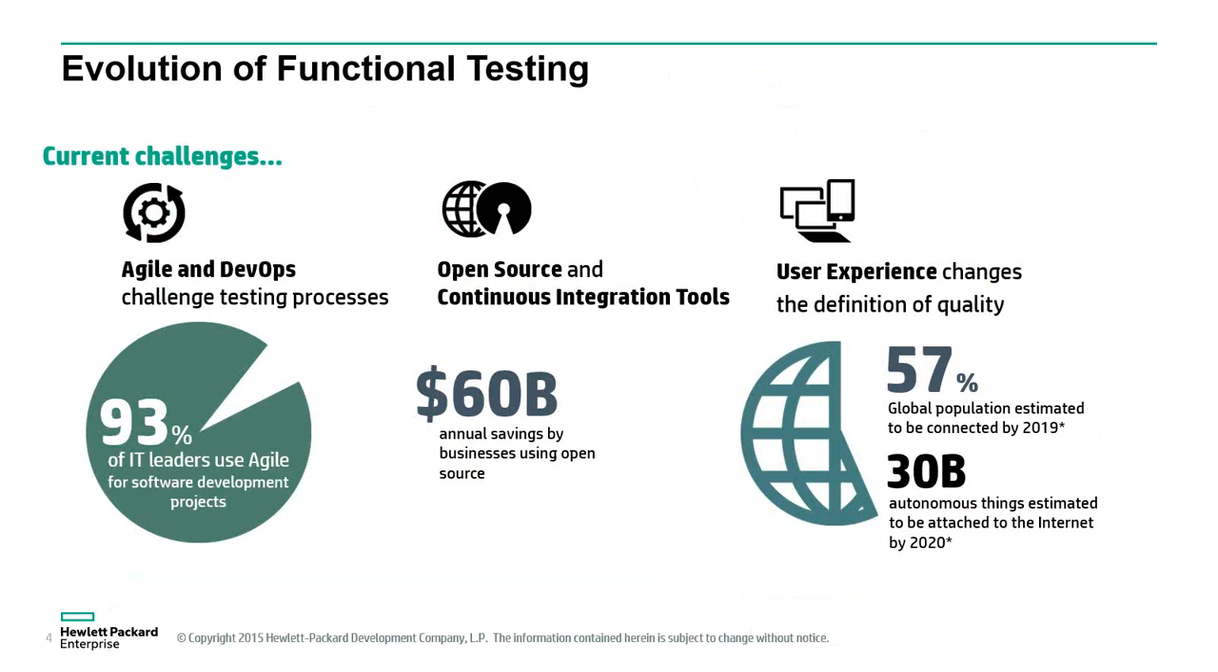More than half of the population is estimated to be connected by 2019. You've got 30 billion Internet of Things devices that are going to be connected by 2020, and these devices are going to have to work seamlessly. They're going to be communicating with applications themselves that need to scale, and they need to be able to cope with the quantity and the frequency of data. We're bringing functional testing towards the user experience, as well as just making sure that the application works as it's expected to.